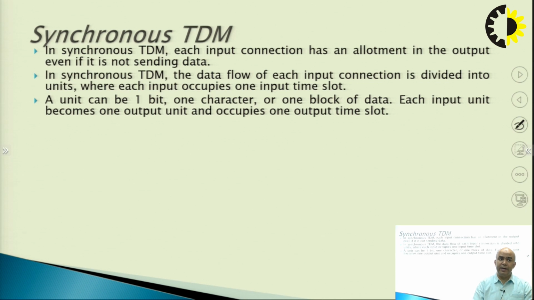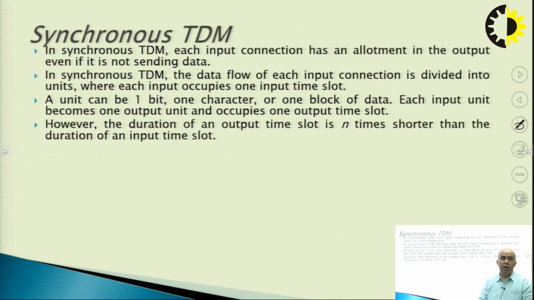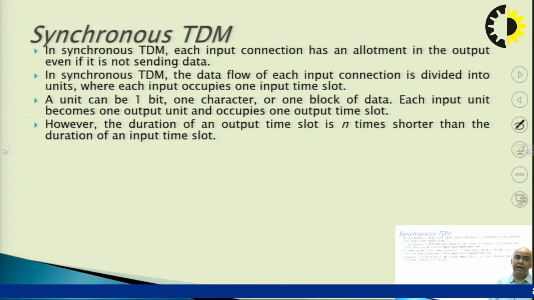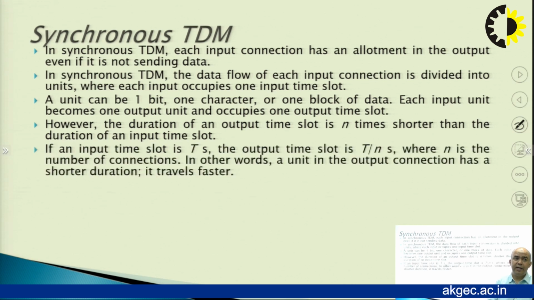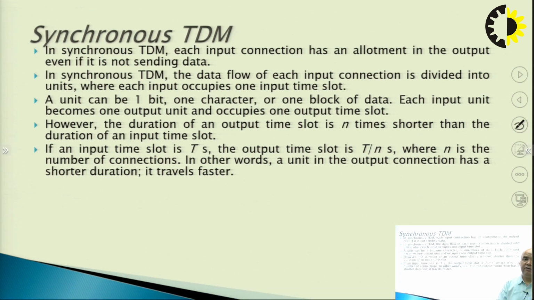So a unit can be one bit, one character, or one block of data. Each input unit becomes one output unit, so they have to occupy one output time slot. The duration of the output time slot is n times shorter than the duration of the input time slot. If an input time slot is t seconds, the output time slot is t divided by n seconds, where n is the number of connections. In other words, a unit in the output connection has a shorter duration and it travels in a faster manner.